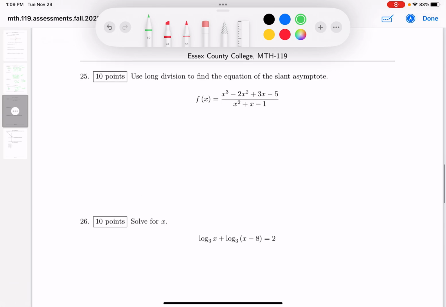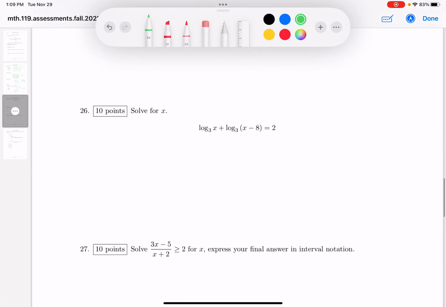Number 25, long division. I'll hold off on that for a second. I'll come back to it. I'm going to look at 26. I'm going to do this one over here. I'm going to, basically, rules of logs. Log base 3, and that's going to be x times x minus 8 equals 2.